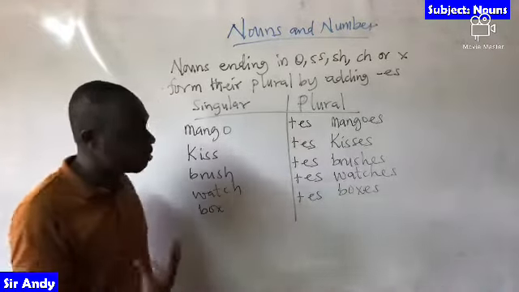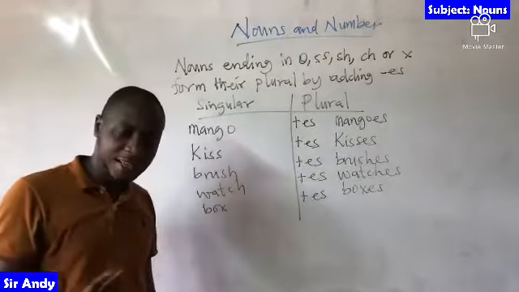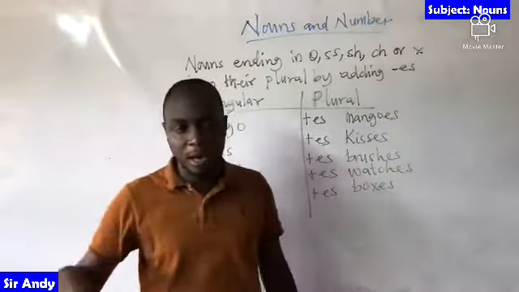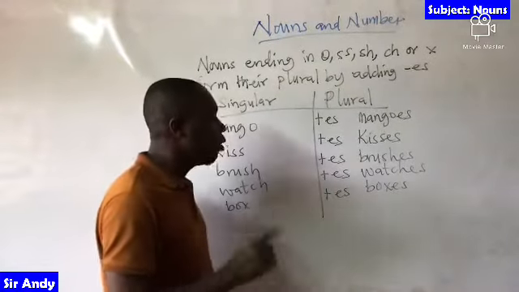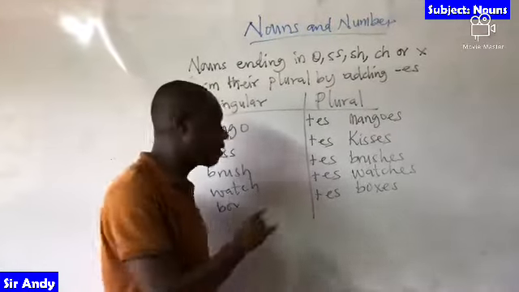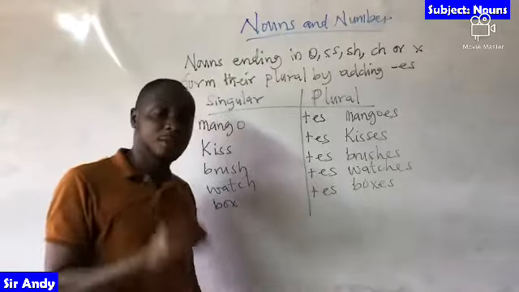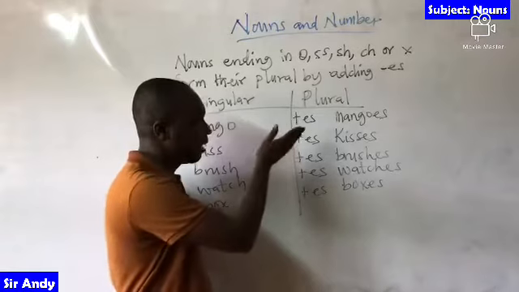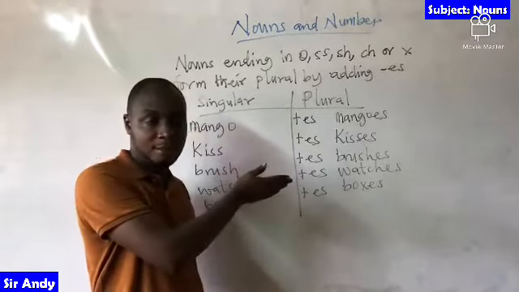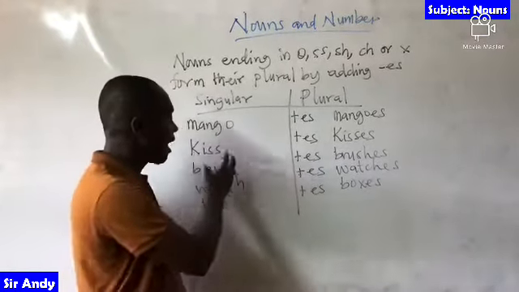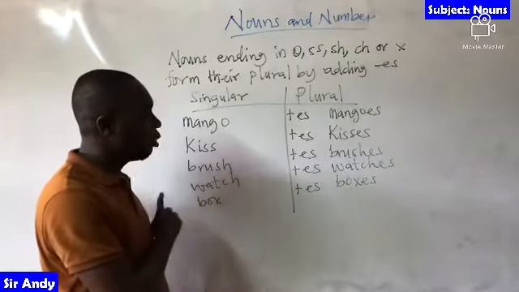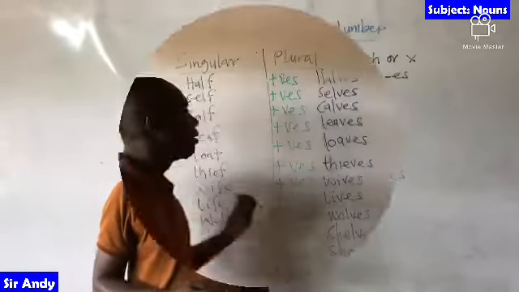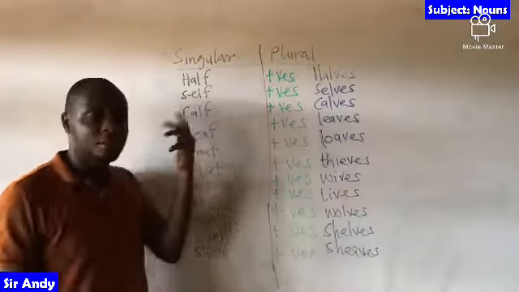So anytime you see a word ending with O, and you want to change it from the singular state to the plural form, you must know that you are only going to add ES to that word. And if you're able to do that, then you will have it right. So that is it. And then we are going on to another form of nouns and number. This is a continuation of nouns and number.